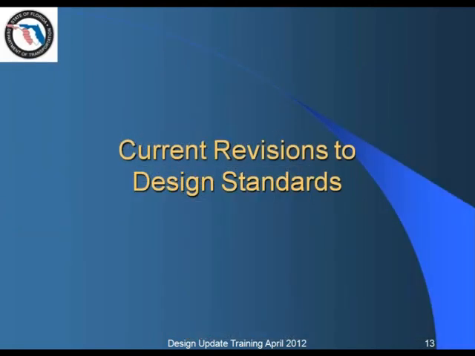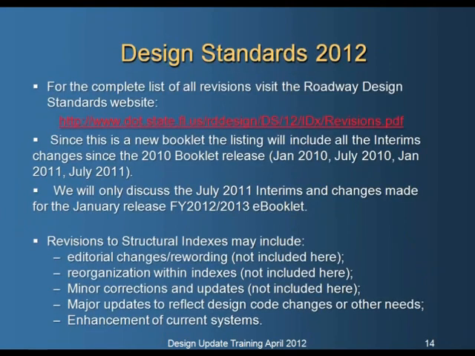Okay, let's move on to some of the revisions to the design standards that happened in July last year and January for the ebook. You can get a complete listing from the design standards homepage on the revisions sheet, which this link here would take you to. That's going to be a roll-up of all the revisions from January 2010 through to July 2011, and actually through to January 2012. So for this presentation, we're only going to discuss those since the last update training which happened in July and this January.